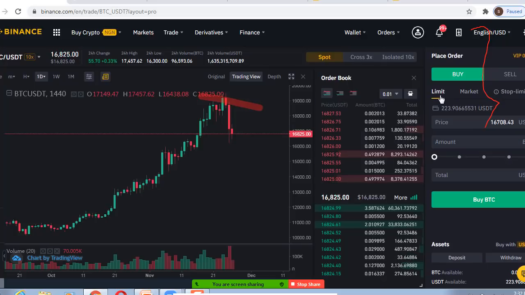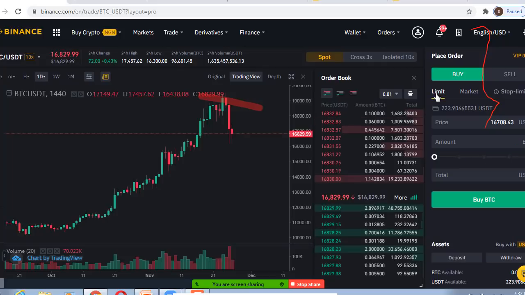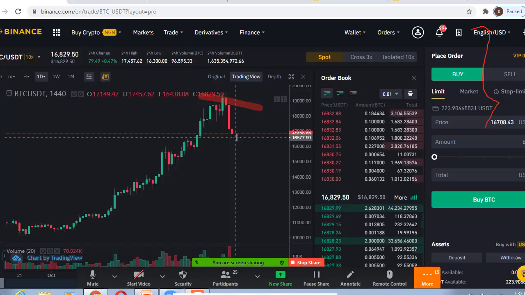Now, when it comes to limit order, remember this price: when you buy, you are given the market price, which is this price. This price you are seeing here is the market price. So if you click buy here, you'll be given at this price. Now, if you are using a limit order, let's say you believe your Bitcoin will come to this price, which is 16,577.